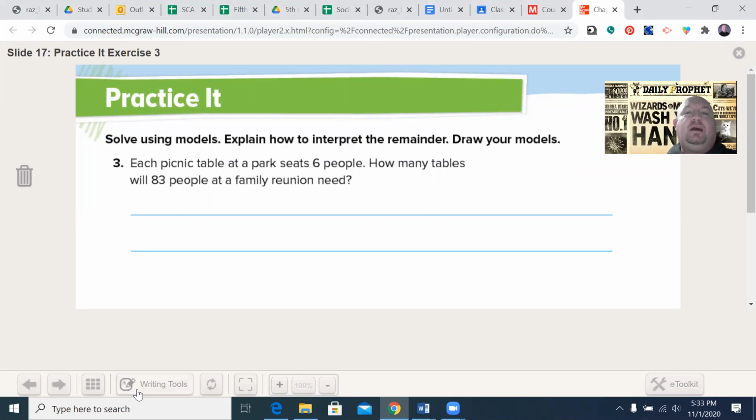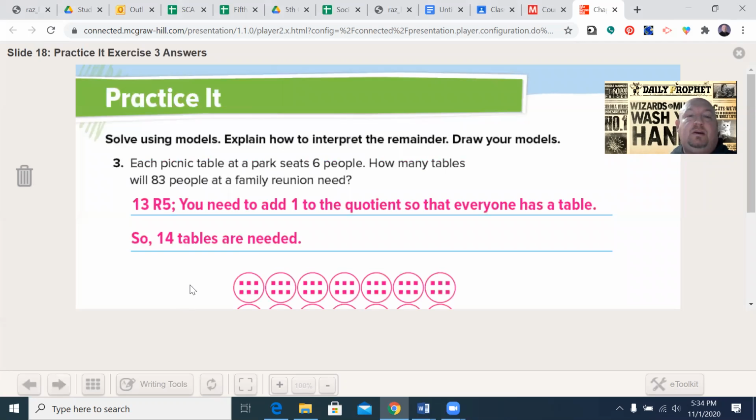All right, solve using models. Explain how to interpret the remainder. Draw your models. Each picnic table at the park seats 6 people. How many tables will 83 people at a family reunion need? Go ahead and either draw the model or use paper plates. You're going to have 83 people divided in 6. You're going to need to tell me what your remainder is. And then there's obviously the model drawing. So go ahead and pause your video, do it, and come back on the other side. You may pause your video now.